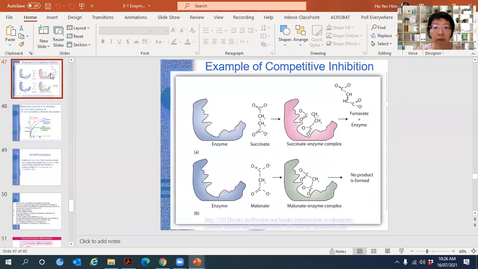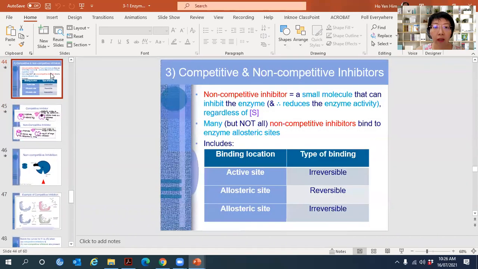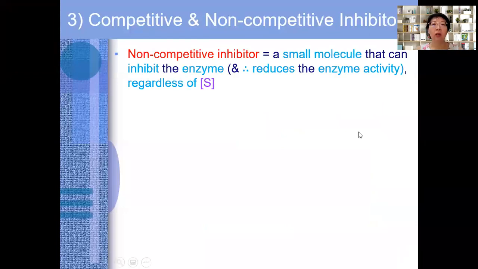Where is my non-competitive inhibitor? I also have added something inside there. So please check. I've decided to also change the definition to increase the chance of scoring more marks. Non-competitive inhibitor. So what is inhibitor? It is a small molecule. So I don't use back the word inhibitor here. So it's a small molecule. What does it do? It can inhibit the enzyme.